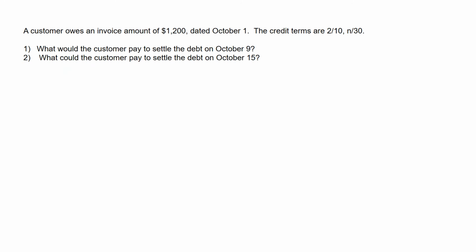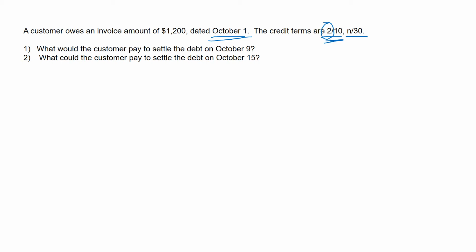Let's learn cash discount using an example. So here the invoice amount is $1,200 with invoice date October 1st, and the credit terms are 2/10, N/30, which is ordinary dating. So starting from October 1st, within 10 days, a 2% cash discount will be applicable, right?